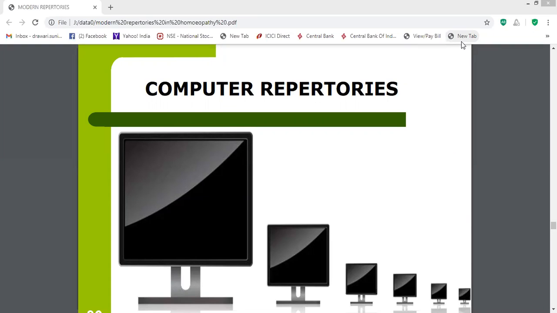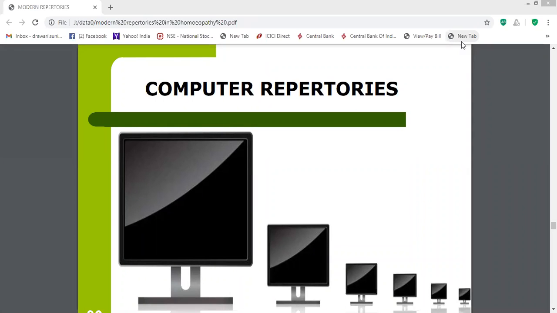There is a long question on computer repertories, especially Radar, then Compact, Kara. So these are the repertories on which the questions and short notes were asked in previous examinations.